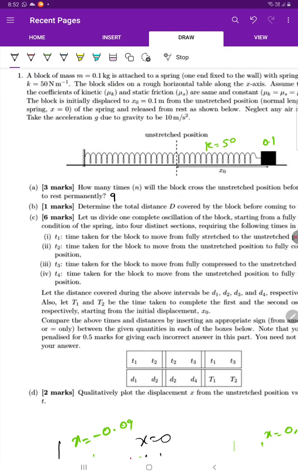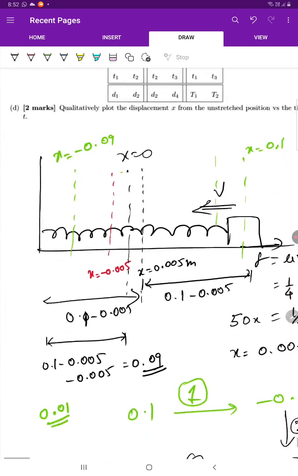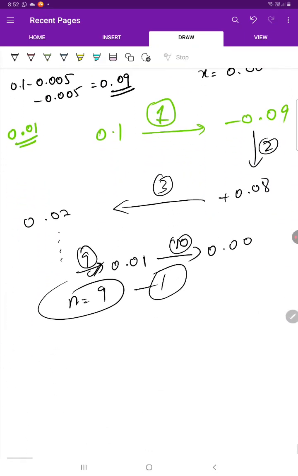The second part is: determine the total distance covered by the block before coming to rest. Now this part has two methods. The first method is to just add the amplitudes of the motions during each interval, that will be 0.1 plus 0.09 plus 0.09 plus 0.08 and so on. This way you will get the answer to be about 1 meter, as far as I remember.